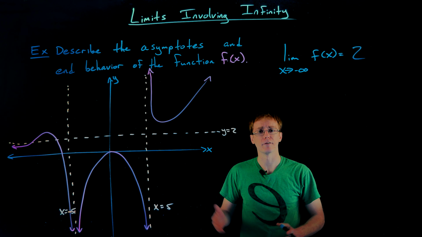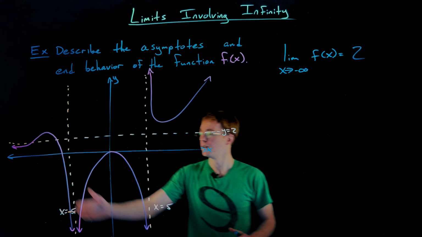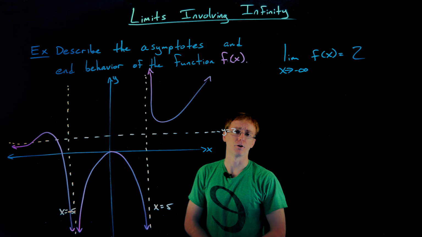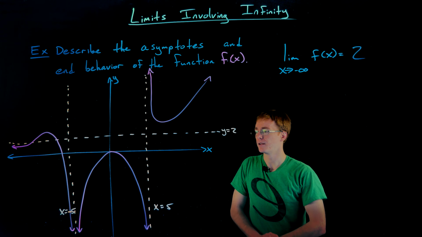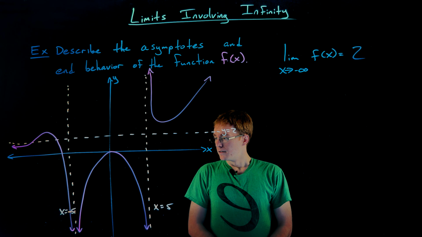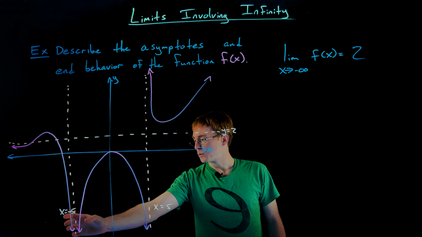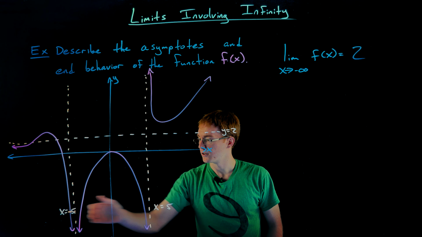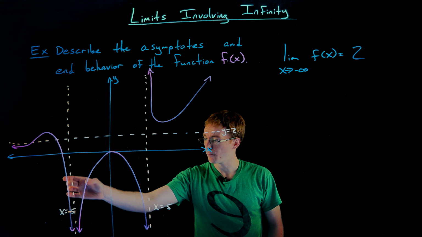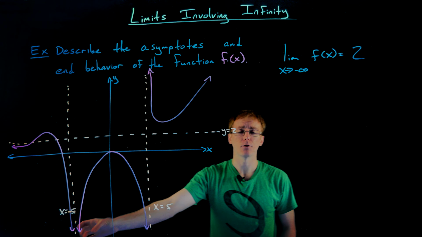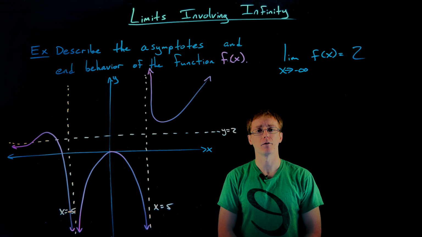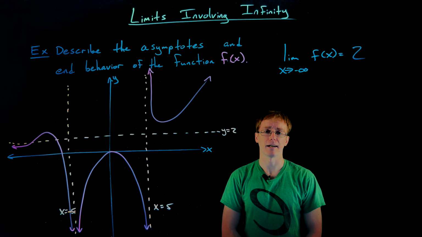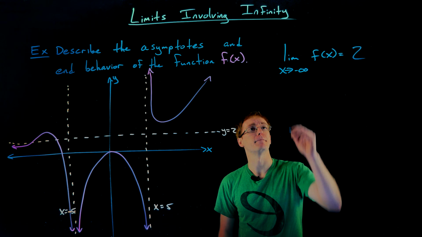So now if we work our way from left to right, what would come next? Well, we see at x equals negative 5, we have a vertical asymptote. And let's see. It doesn't matter which way we approach this x value of negative 5, if we come from the left or we come from the right, the output of our function is going down. It's decreasing without bound. So we would say the limit as x approaches -5 of f of x is -infinity.